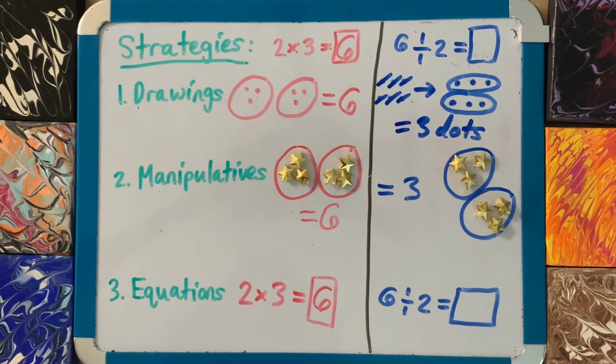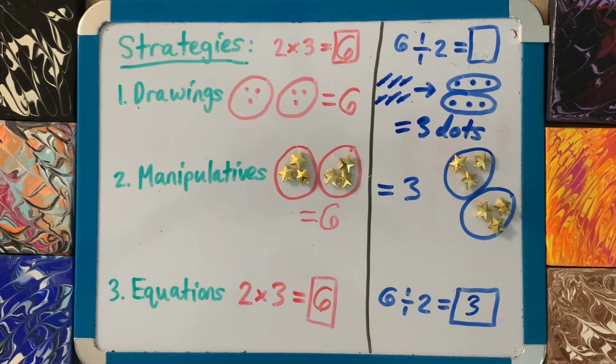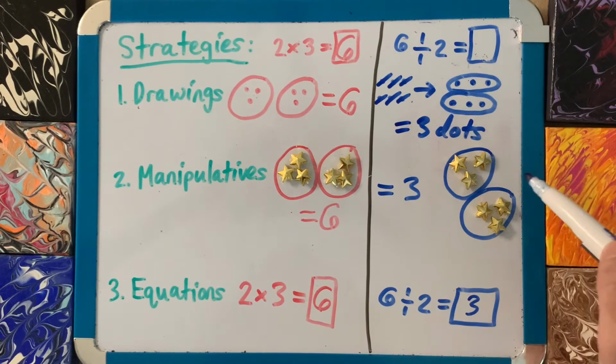All right, let's try our third strategy of equations. If you know your division equations, then you know that 6 divided by 2 equals 3. If you don't know your division equations yet, that's also okay, because we solved for the answer using our drawings as well as our manipulatives. So we already solved for this answer in 2 other ways.